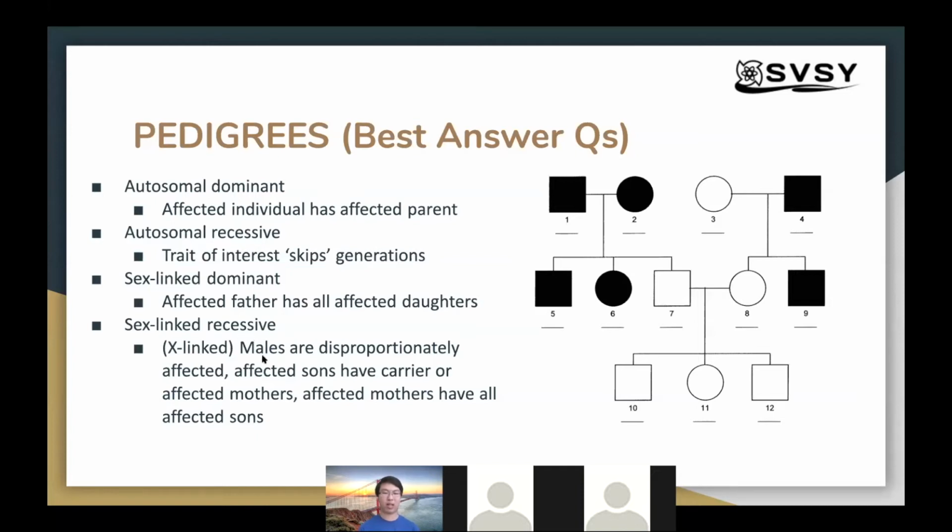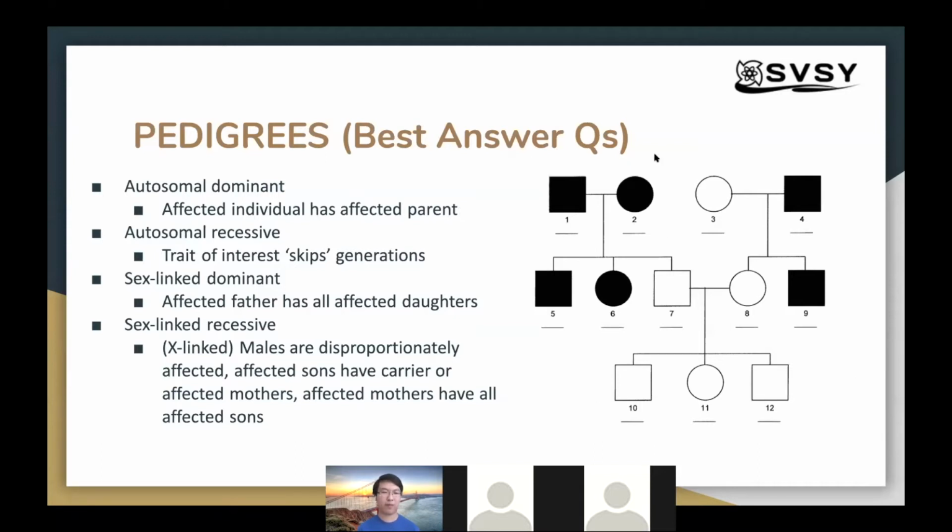And in a sex-linked recessive trait like hemophilia, males are disproportionately affected. If your mother is affected, which would mean that both of her X chromosomes have this recessive allele, then all the sons will be affected as well. But again, the most common way to identify this is that the males are disproportionately affected.